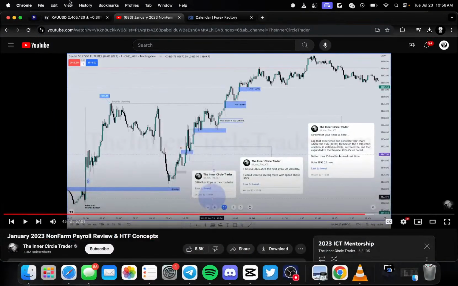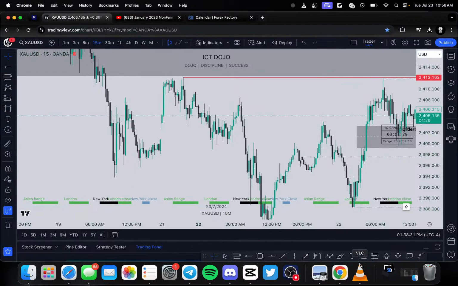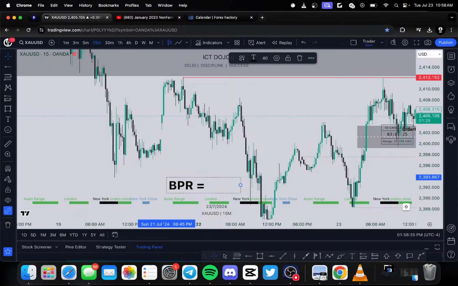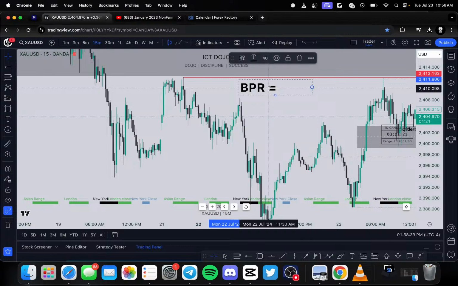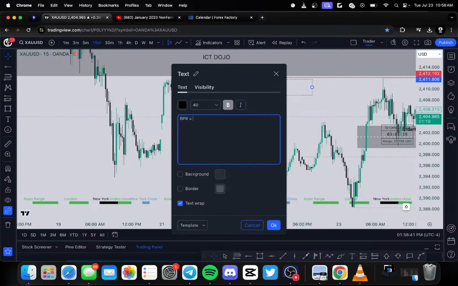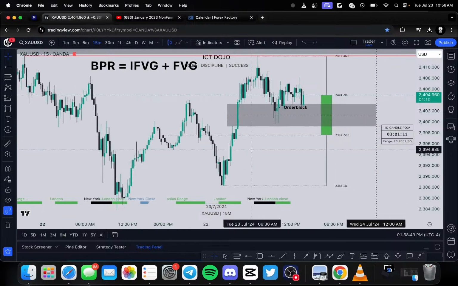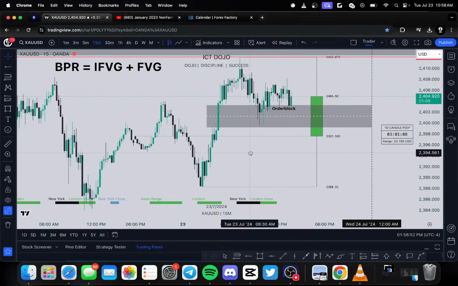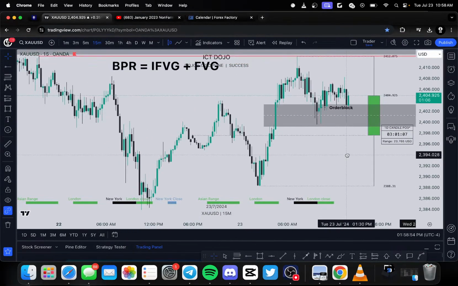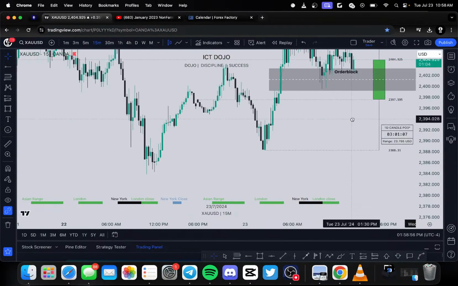Balanced price range, you guys can write this down. It's abbreviated as BPR a lot of the time. BPR. You'll see it on Instagram a few times. You just want to make sure that they get it correct. BPR, balanced price range, equals an IFVG plus FVG. So it's like a filled range. It's balanced. It has both a fair value gap and an inversion fair value gap. And you don't want to see that kind of range traded to. So right here.